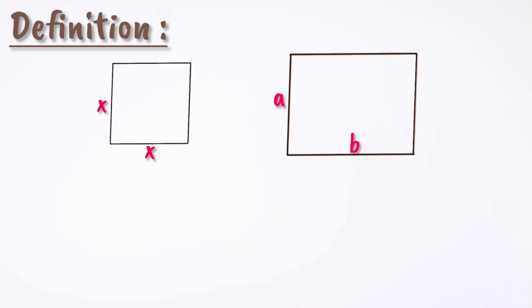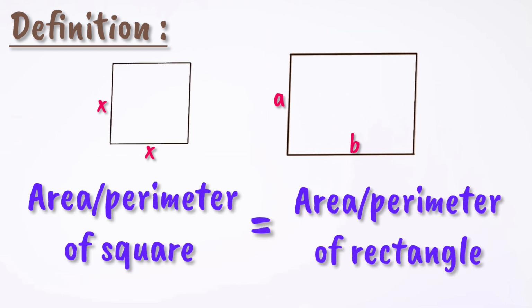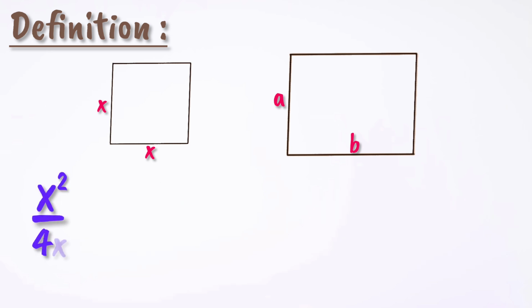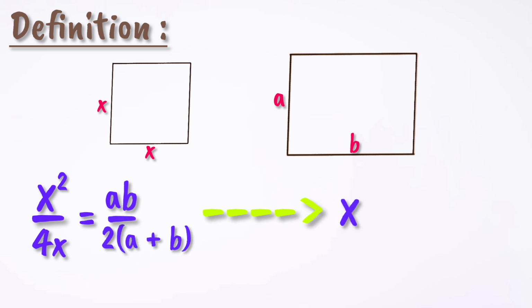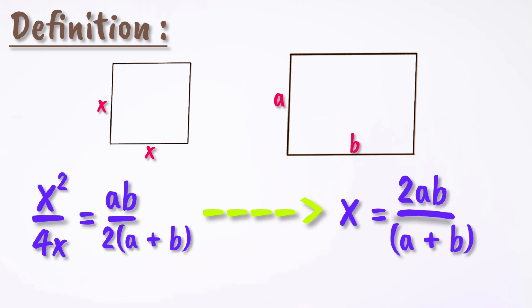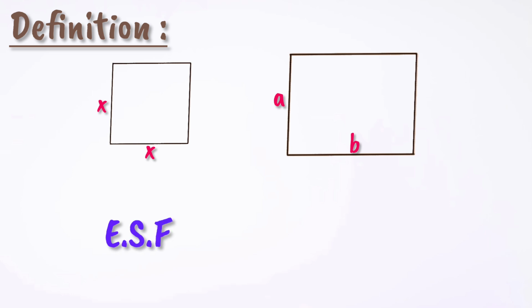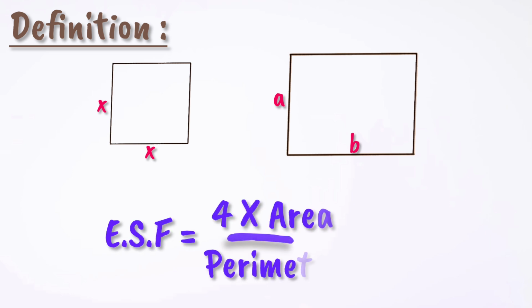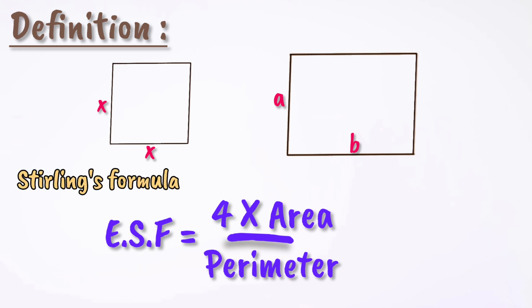To calculate ESF, we use area by perimeter formula. Area by perimeter of square equals area by perimeter of rectangle. Area of square will be x square, perimeter will be 4 times x, while area of rectangle is a into b, and perimeter will be 2 times a plus b. Final result will be equal to 2ab by a plus b. We have also another formula for ESF, that is ESF equals 4 times area divided by perimeter, also known as Sterling's formula.